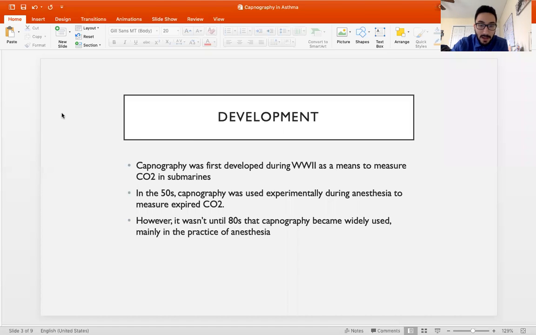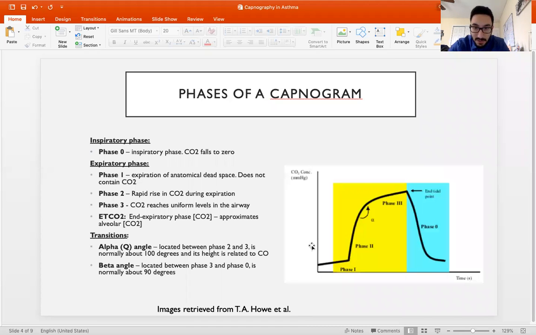Now, let's talk about a capnogram. Here we see a capnogram. I think you could see my mouse. So the yellow phase is the expiratory phase, and the blue phase is the inspiratory phase. Let's talk about the inspiratory phase first because it's quick. Phase 0, it's your inspiratory phase. Essentially, it's your breath in, where your CO2 drops to 0. So essentially, as you take in oxygen, your CO2 is dropping to 0.